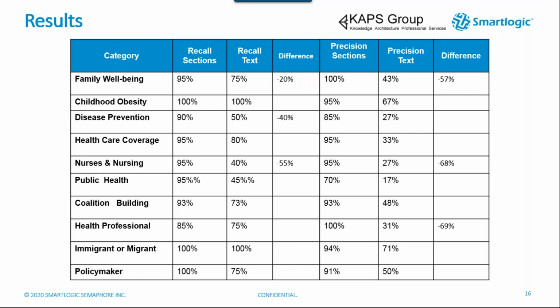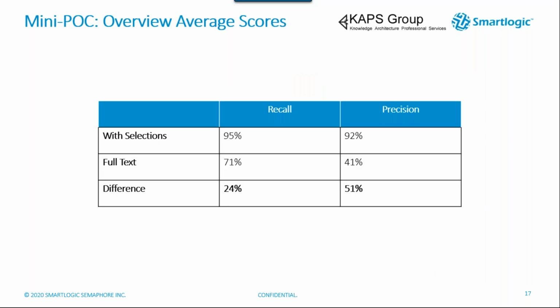You would think taking the entire document into account, recall would go up, but it doesn't, because the words that you're really interested in get swamped by all the words that you're not interested in. Then precision is even worse. Family well-being precision went from 100% down to 43%. This gives you an idea of the power of content structure models instead of just using a standard bag of words approach. And so this is the overall result. With sections, we got 95% recall and 92% precision on average. Using full text bag of words, recall went down to 71%, precision went down to 41%. This is the kind of power you can get building content structure model categorization rules.